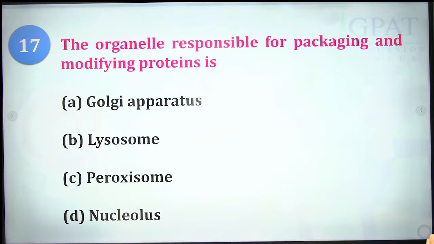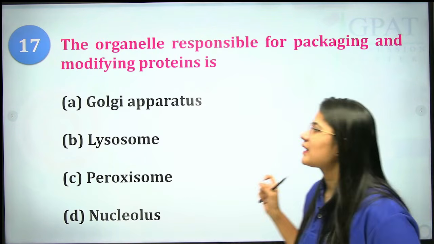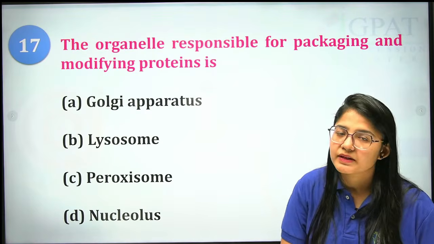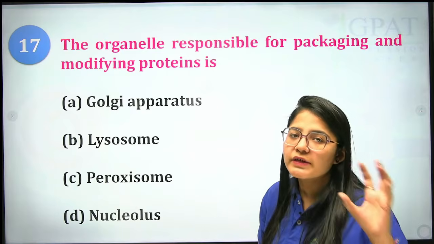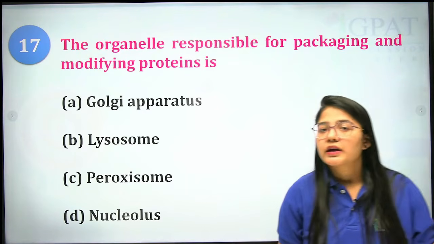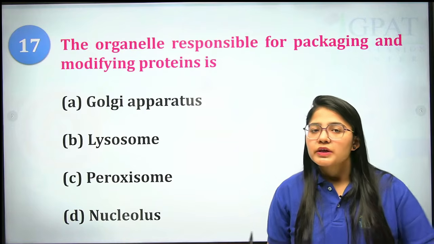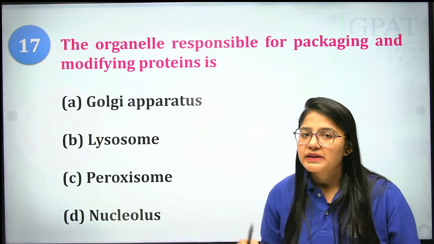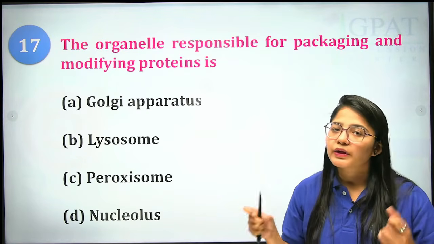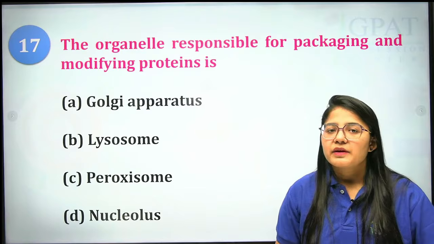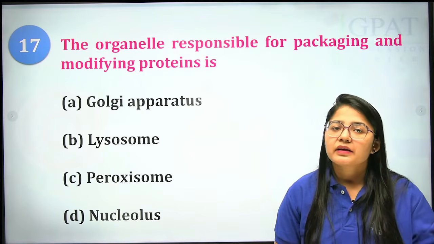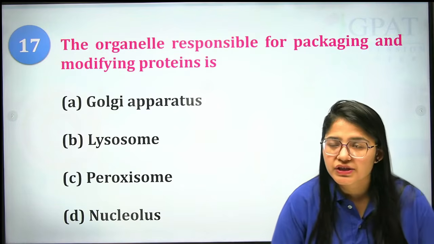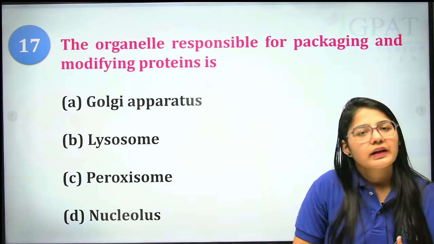Clear? The organelle responsible for packaging, modifying and sorting proteins: the correct answer is Golgi apparatus, as it is known as the post office of the cell. It takes the proteins synthesized by your endoplasmic reticulum, and the smooth endoplasmic reticulum also produces lipids. So these proteins and lipids now arrive in the Golgi apparatus, and it is responsible for sorting, modifying, packaging and capturing them in a sac-like structure to make transportation easy. So these are the functions of Golgi apparatus.